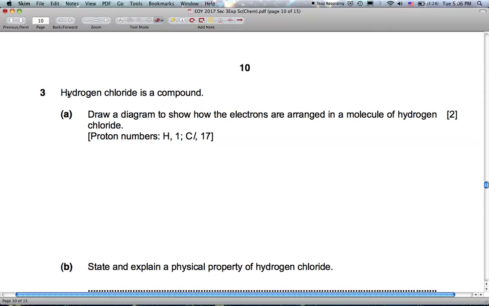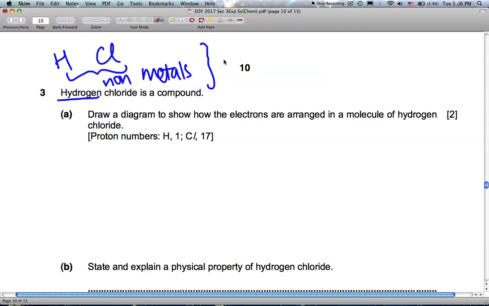Hydrogen chloride is made up of hydrogen and chlorine, right? Both of these are non-metals. And we have learned that when a non-metal reacts with a non-metal, they form a covalent compound. So the first step is to identify that hydrogen chloride is a covalent compound, and then you proceed to draw the covalent compound for hydrogen chloride.